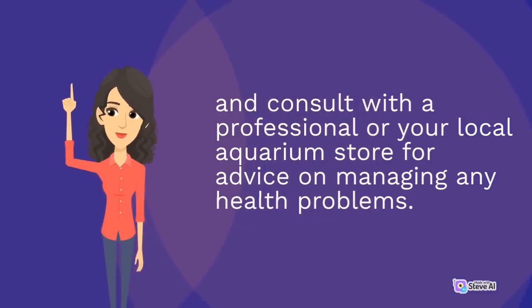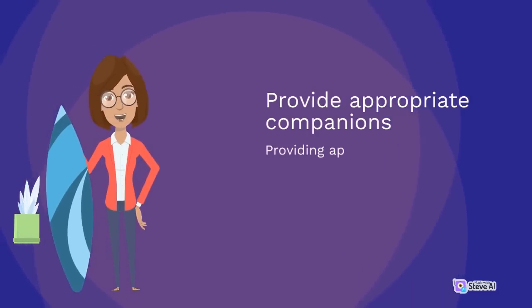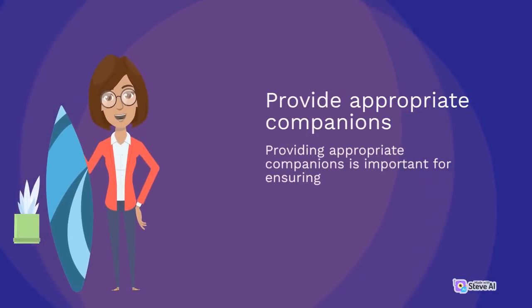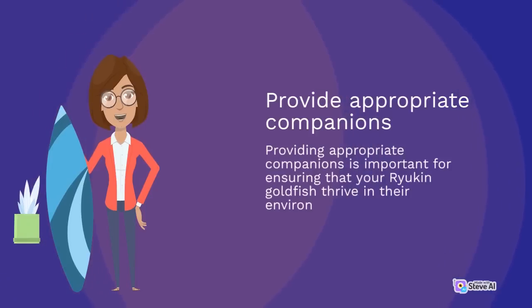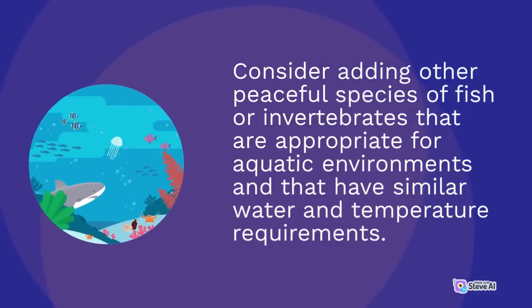Provide appropriate companions. Providing appropriate companions is important for ensuring that your Ryukyu goldfish thrive in their environment. Consider adding other peaceful species of fish or invertebrates that are appropriate for aquatic environments and that have similar water and temperature requirements.